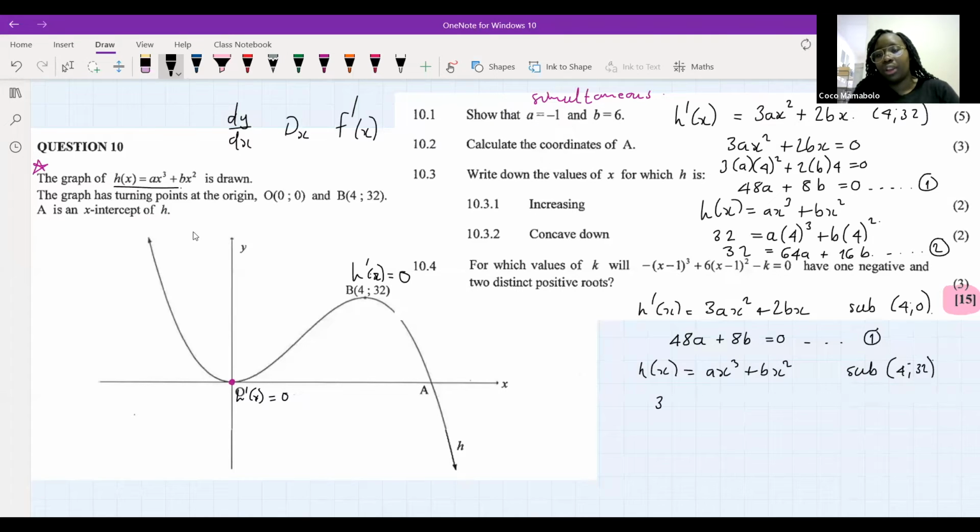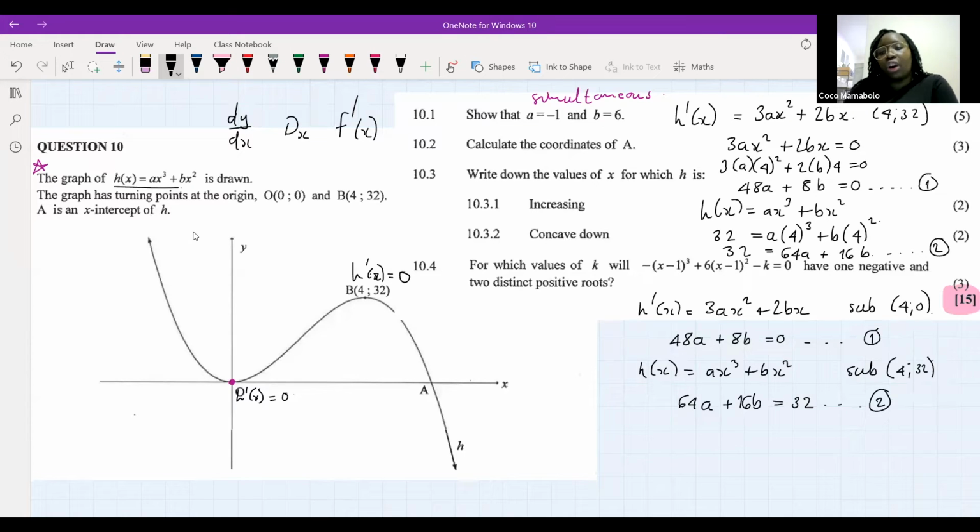So I will have 32. I'm going to write it the other way. I'm just going to put the y value on the other side. So I'm going to have 64a plus 16b is equal to 32. And that is equation 2.